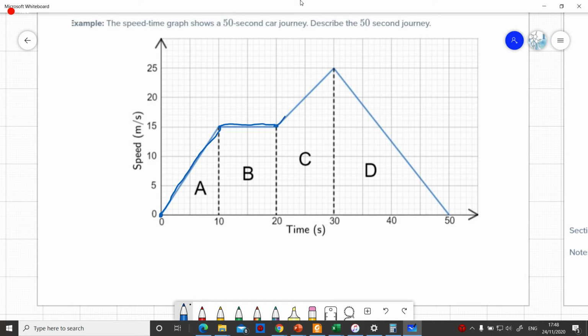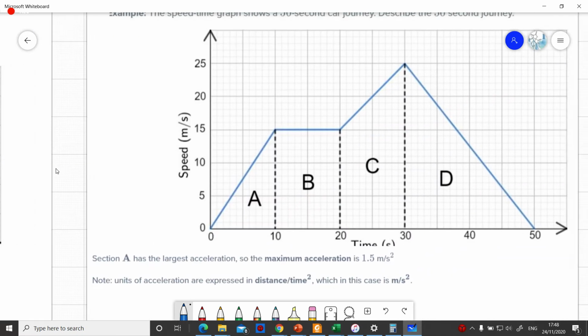Then the car decides to speed up again. It accelerates to 25 meters per second in a time frame of 10 seconds. Finally, the car decides to slow down and decelerates from 25 to 0 over a period of 20 seconds. That's what the examiner needs to see: clear, concise understanding and explanation of a journey. So you have to be able to explain what's happening in a journey.